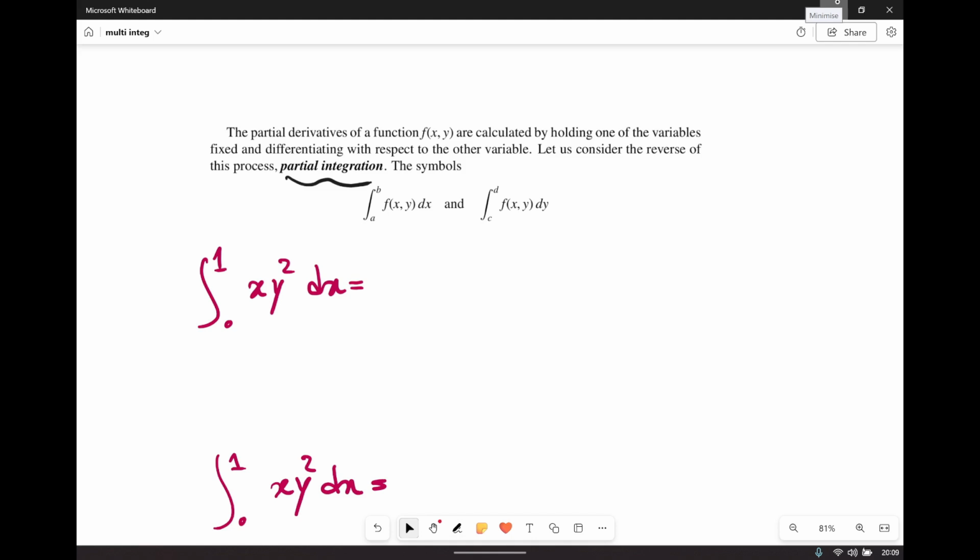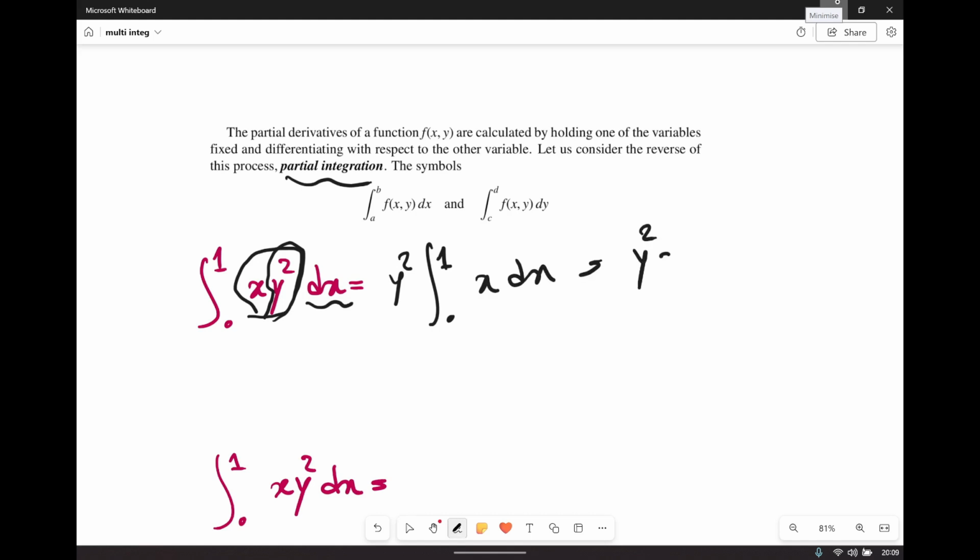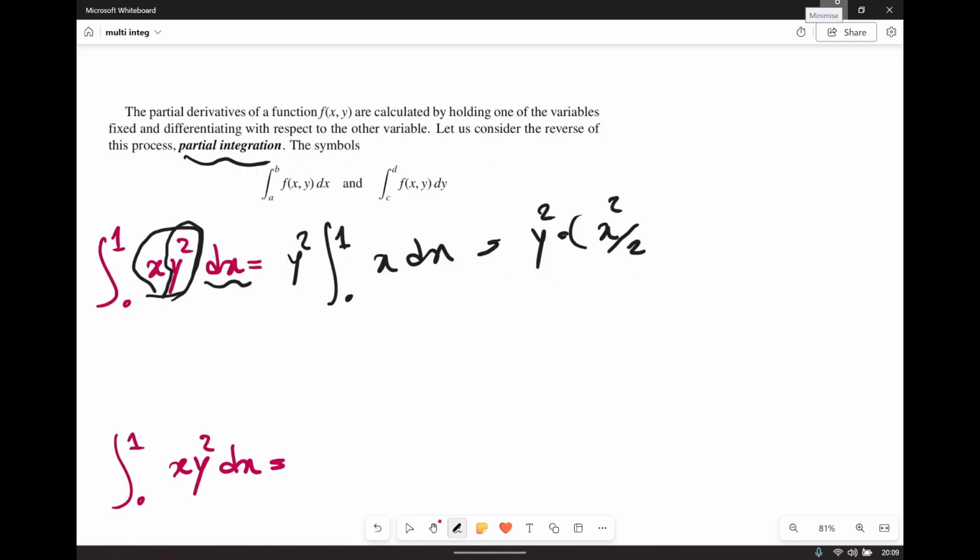When you calculate something like this in 1 dimension, you must consider y a constant. Therefore, it comes out of the integral, and the integration from 0 to 1 of x dx is y squared times x squared over 2 between 0 and 1. If we put in 1, the answer is y squared over 2.